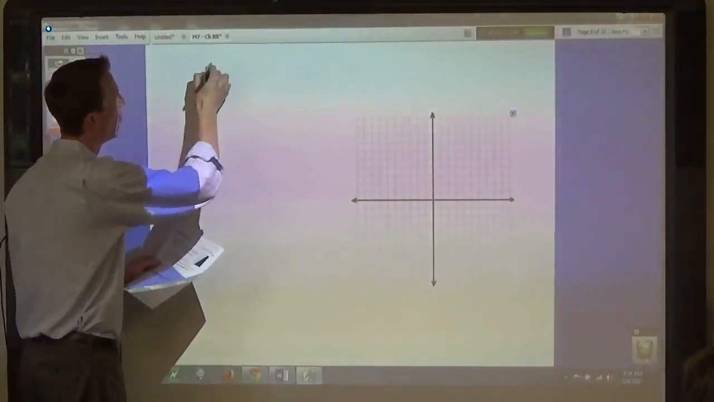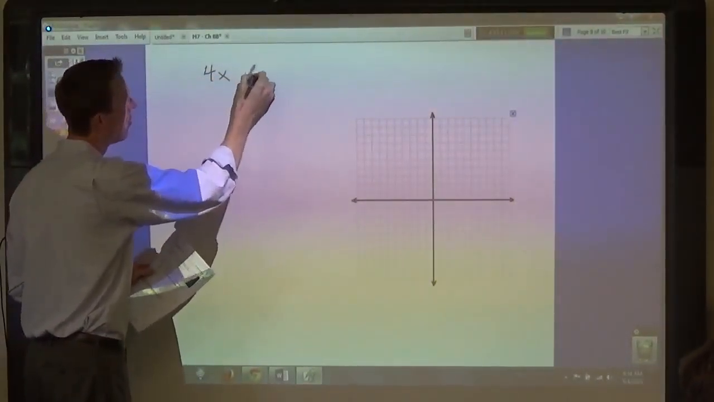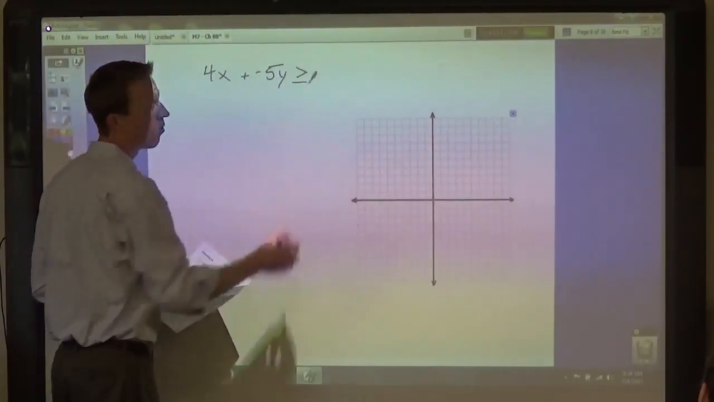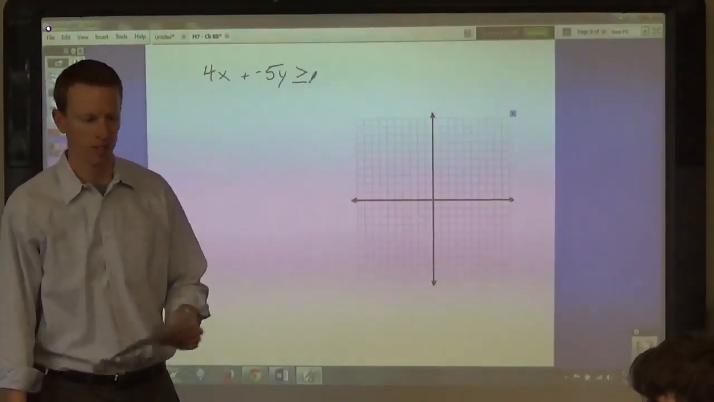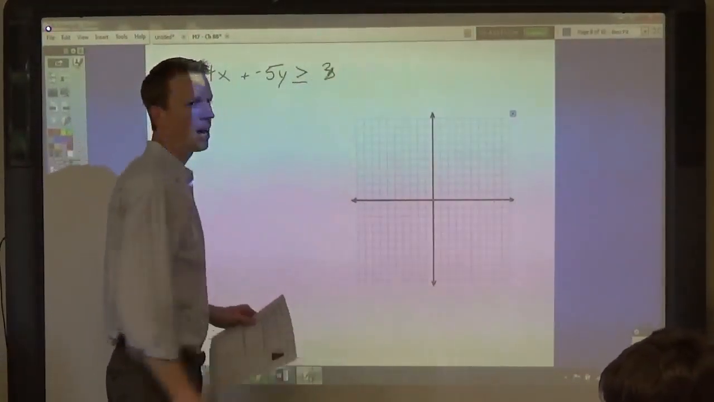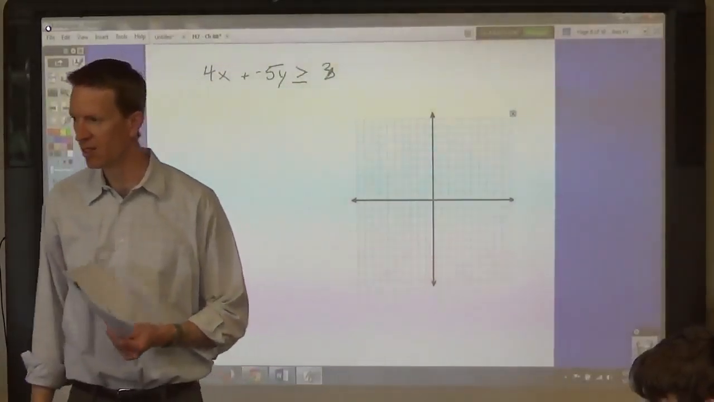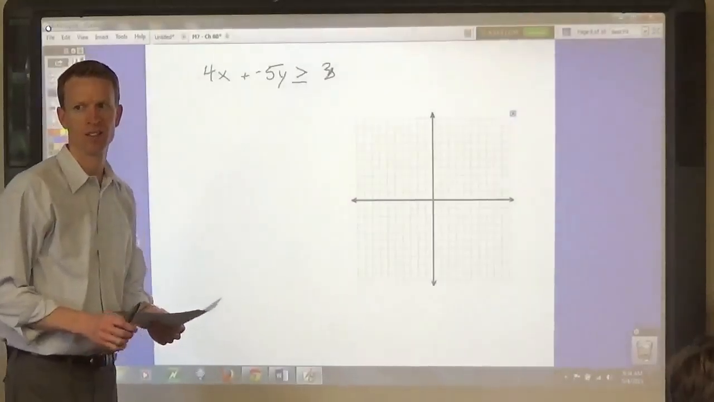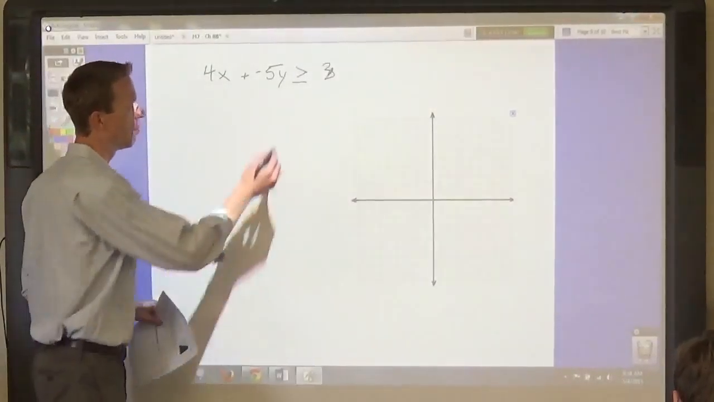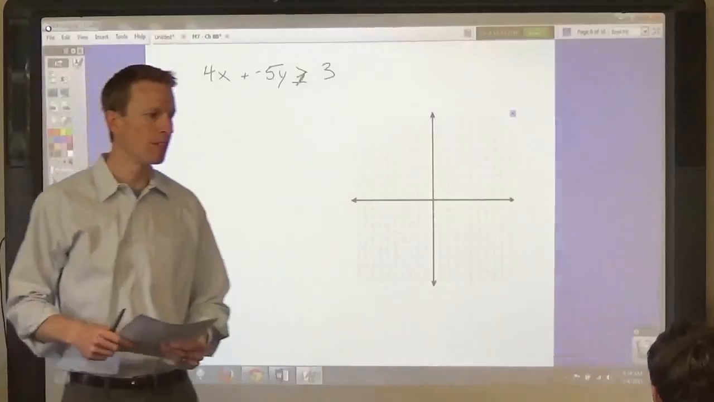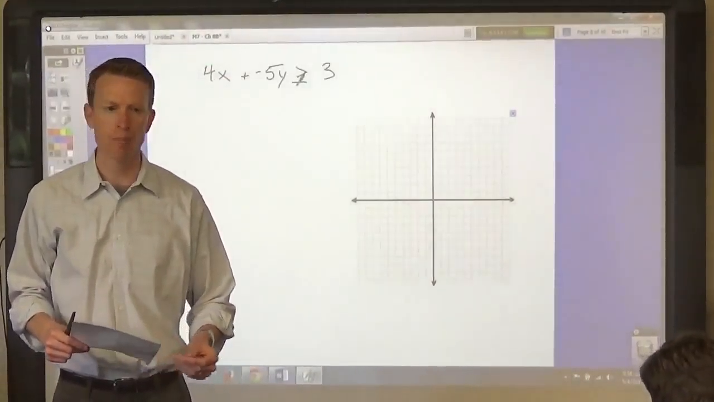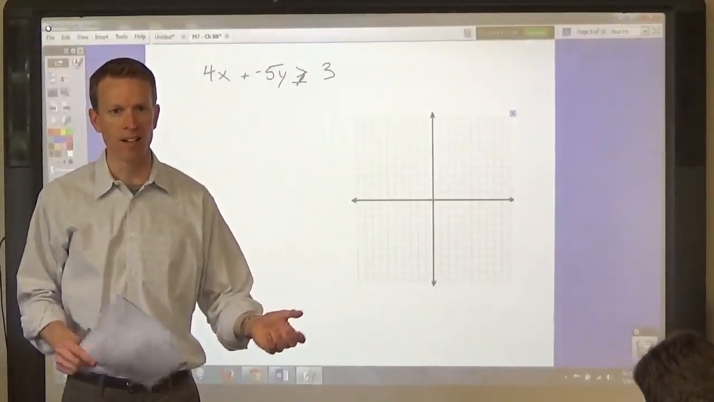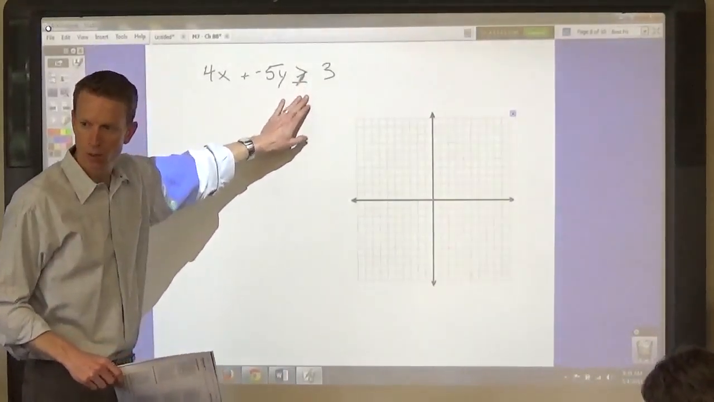Number 1 gives us 4x plus negative 5y is greater than or equal to 3. What type of line would we use? Lydia? Solid. A solid line. Why? Because it's greater than or equal to. Or equal to, yep. And it's similar to what type of dot? What type of dot would we have used? Nikki? Solid dot. Solid dot, solid line. Just remember that, okay?